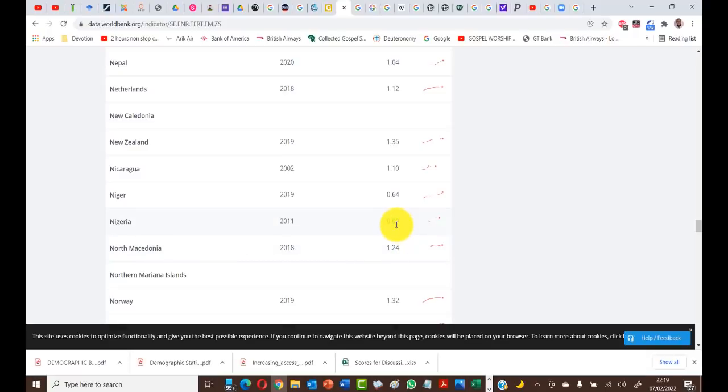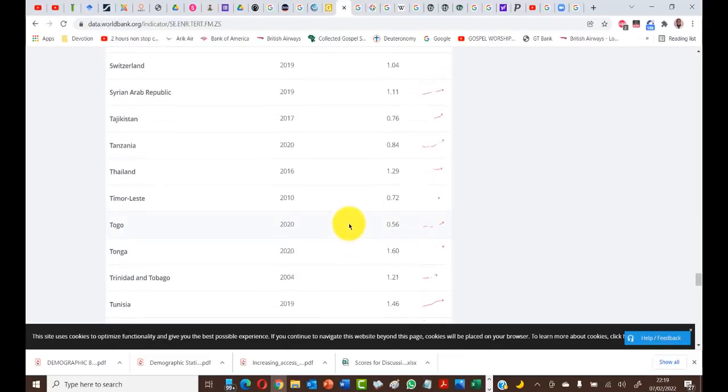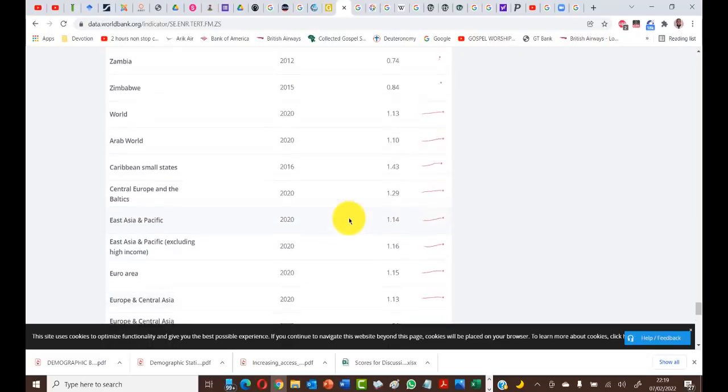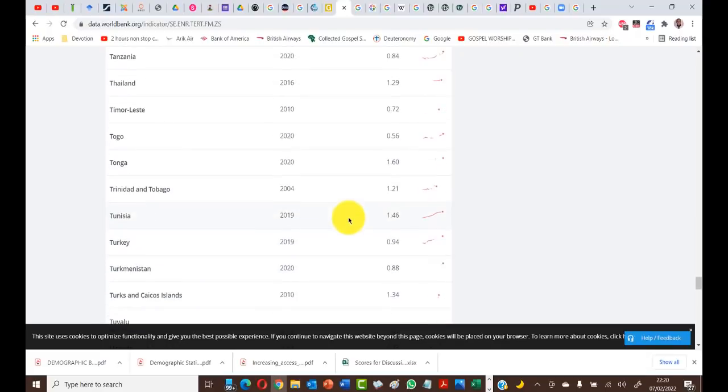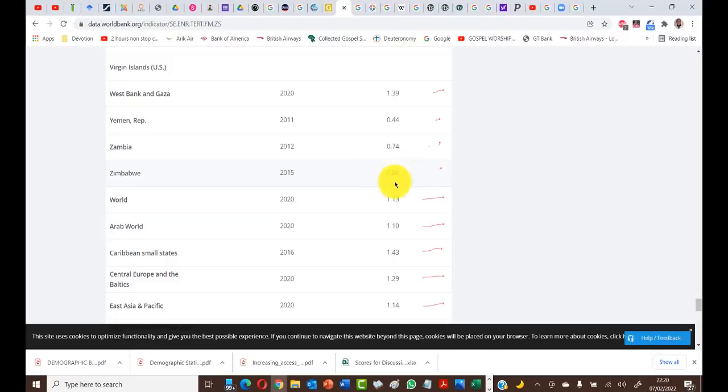But you can see what I calculated here for the universities alone, not tertiary. Tertiary will include the colleges of education and the polytechnics, but you can see we're not too bad in terms of the university, 0.77. And the last one, let's take Zimbabwe. Zimbabwe is here, a great country, 0.84. So that is the gender parity index for you.